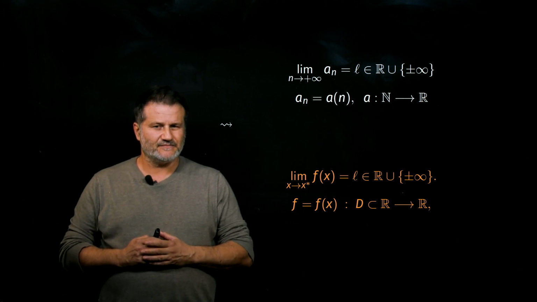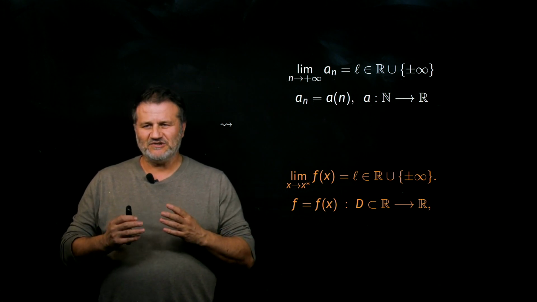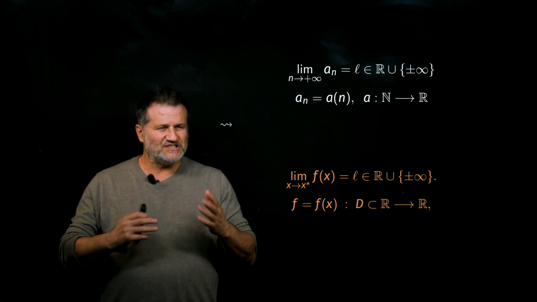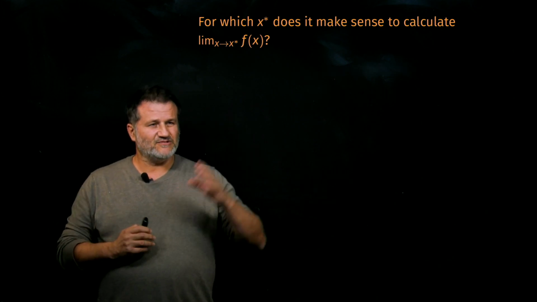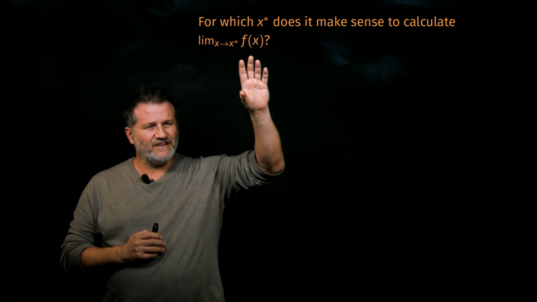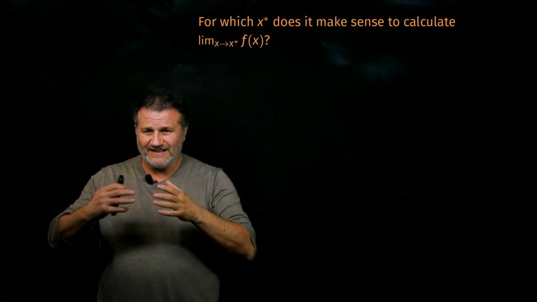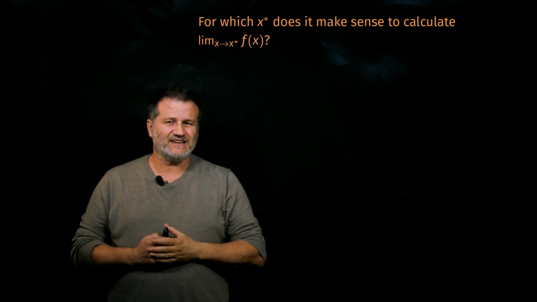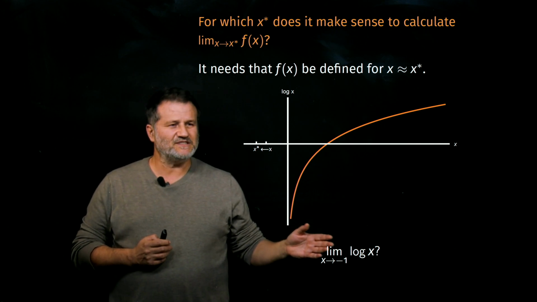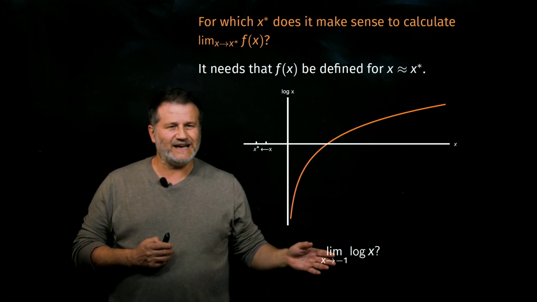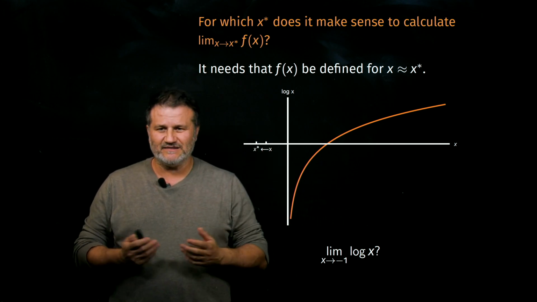real line. However, as soon as we think about how to define this operation, we realize that this operation is not necessarily always defined. In fact, to discuss the behavior of the quantity f of x when x approaches the point x star, we need that f be defined for x near the point x star. For example, it doesn't make sense to ask what happens to log of x as x goes to minus 1, because there is no log of x when x is close to minus 1.